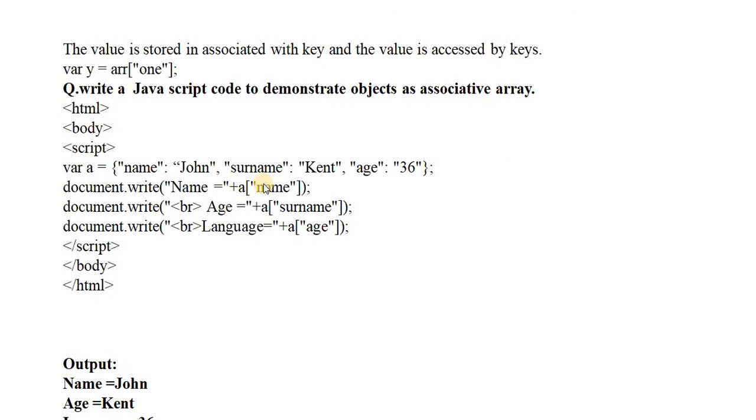In this example, by using the string we access the elements, means by using a string also we can access the array element without passing any index of the array. We pass the string as an index in an array, so it is called an associative array. And the output of this example is name is equal to John, surname is equal to Kent, and age is equal to 36.